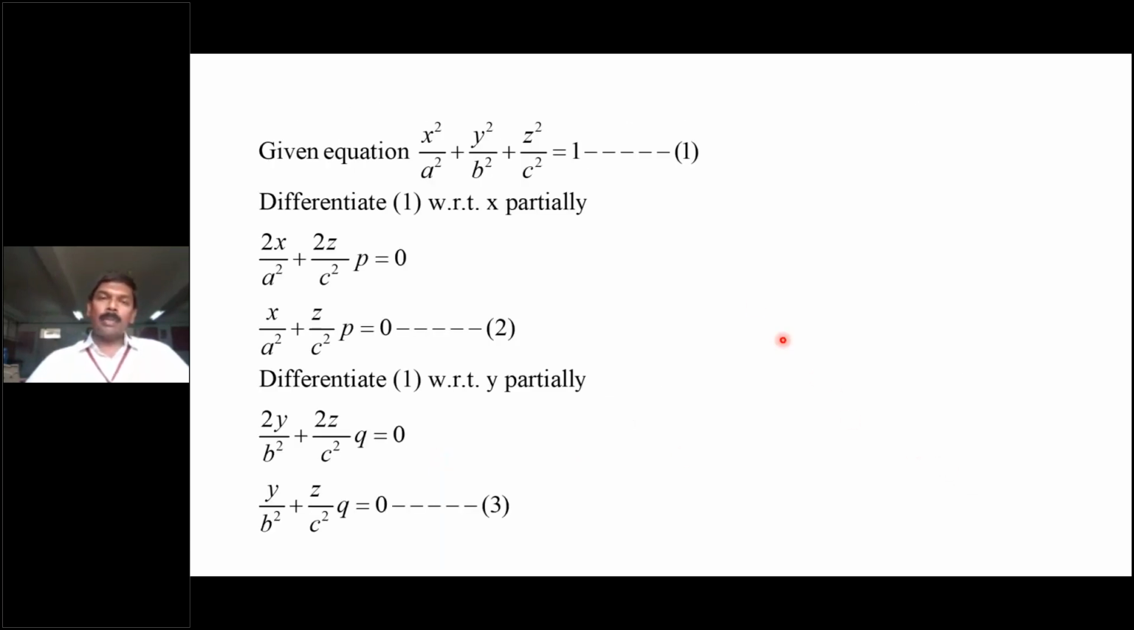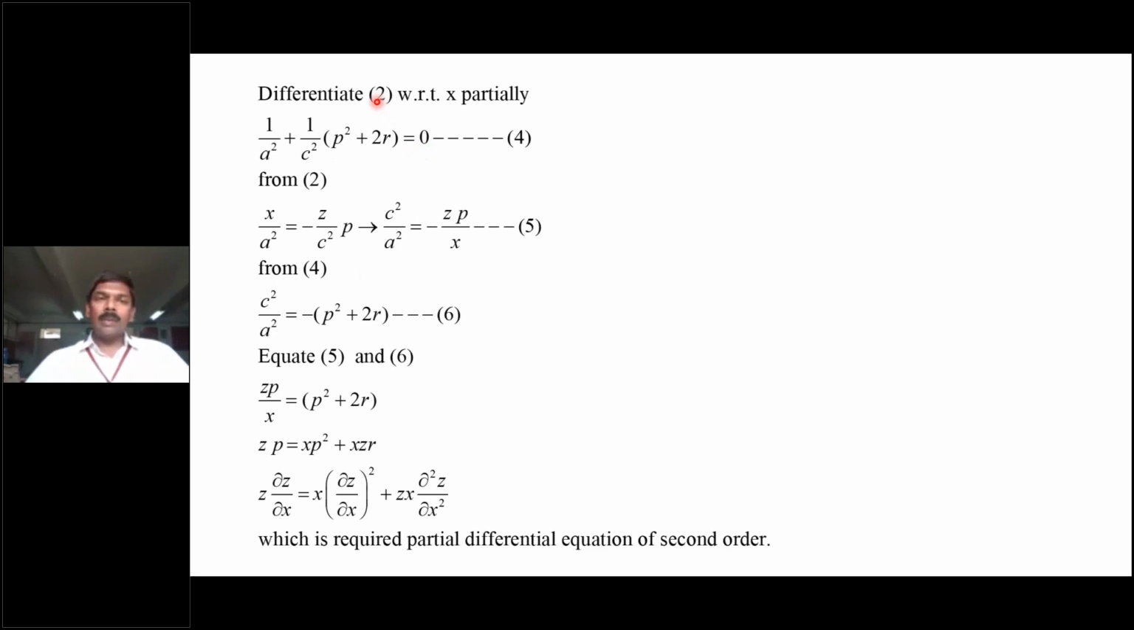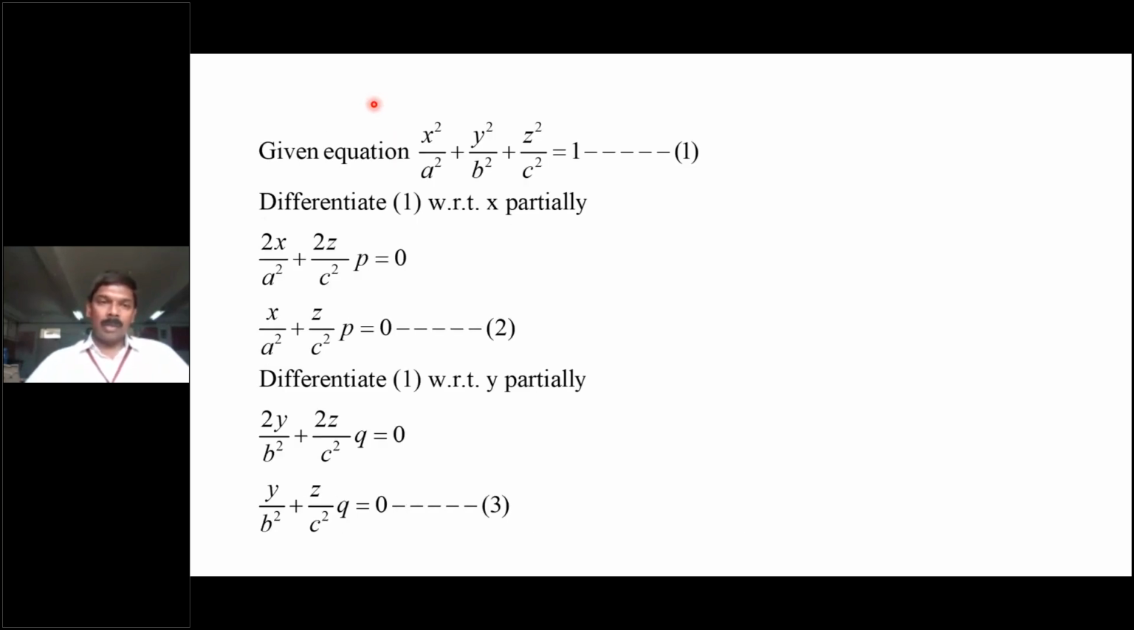Now again the same procedure, we start with given equation, we differentiate 1 with respect to x partially, so we get equation 2. Again, differentiating 1 with respect to y partially, we get equation 3. Now, if you closely observe 1, 2 and 3, it's not possible to eliminate constants a, b and c. For that reason, we have to go for second order derivatives. So here I've taken equation number 2. So this is our equation number 2.